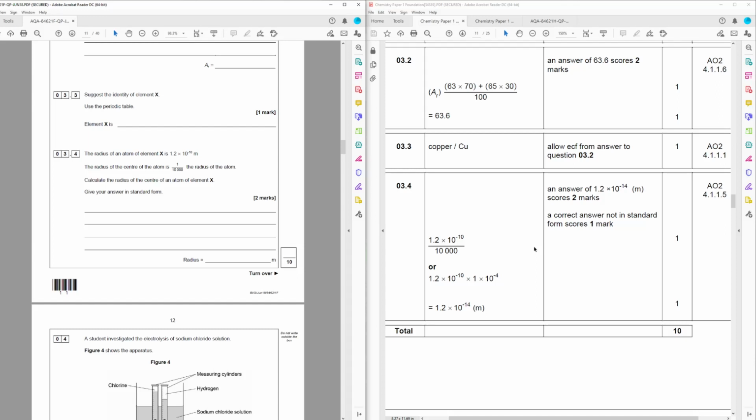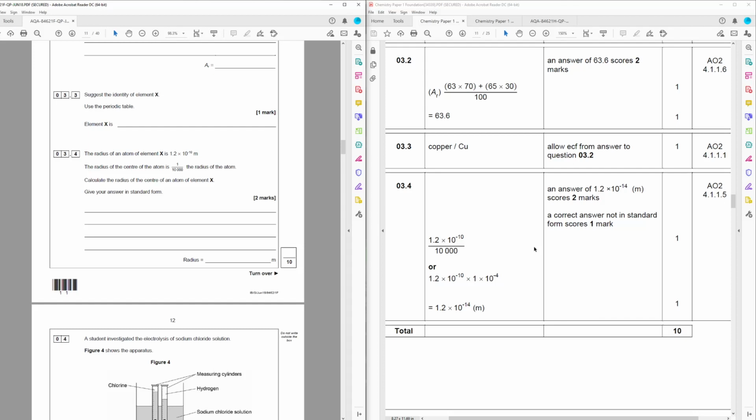Right. Slightly cheeky one here, then. Obviously we need to know that the atom is about 10,000 times bigger, so the nucleus is about 10,000 times smaller than the atom. So it said the radius of the atom is 1.2 times 10 to the minus 10. Calculate the radius of the center of the atom of element X. So we need to make something that's 10,000 times smaller than that. Give your answer in standard form.